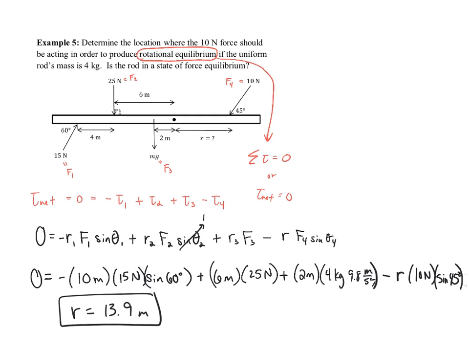So 13.9 is, remember, this distance right here. According to my diagram, this looks like maybe 6 meters. If this is 6 meters right here, it looks like this is probably 6 meters also, but clearly it's not drawn to scale. So that's the distance for R of 13.9 meters. Jack, go ahead.